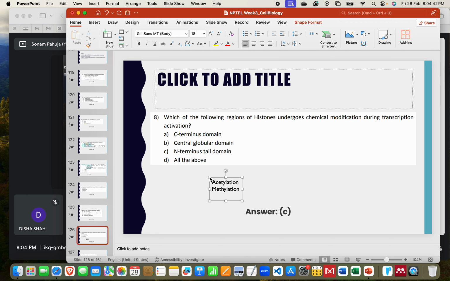Methylation, phosphorylation, ubiquitination, sumoylation, ADP ribosylation, and citrullination.